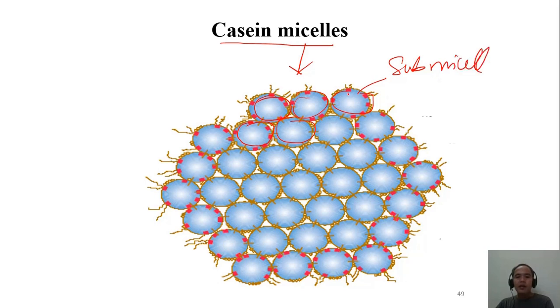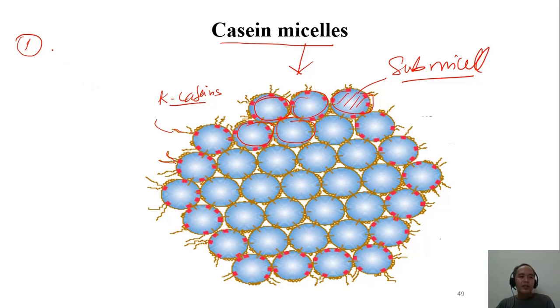So this is not a molecule yet, it's a submicelle, also 100 molecules together. When we look at this, the first important point we should know is what? You see the hair here? These hairs are actually part of kappa-casein. So what do we have? We have alpha-casein, we have beta-casein, and kappa-casein.